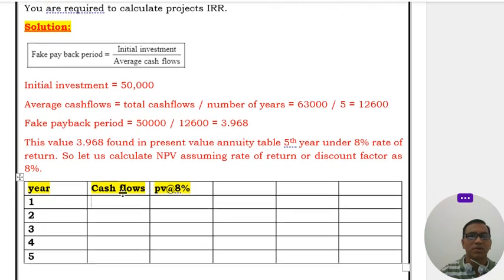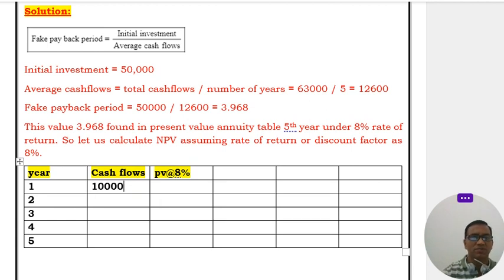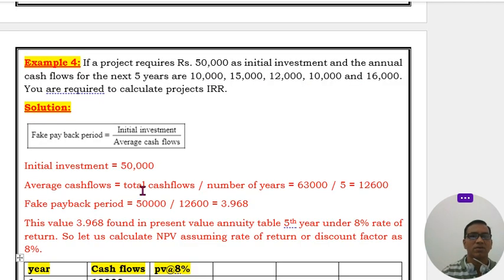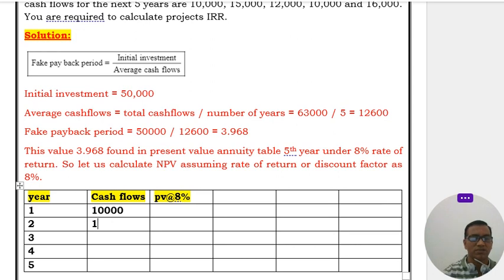Cash flows: 10,000, 15,000, 12,000, 10,000, 16,000.